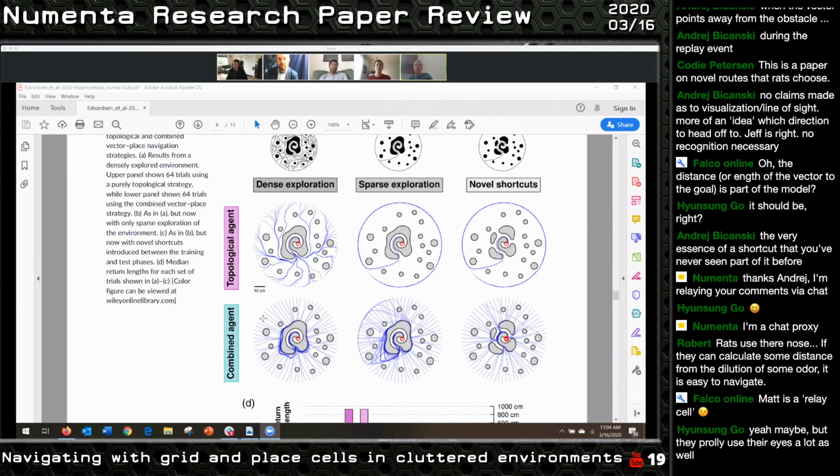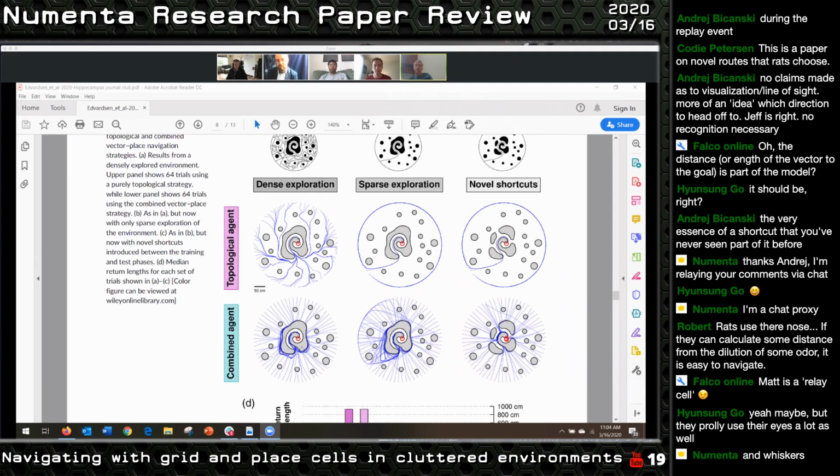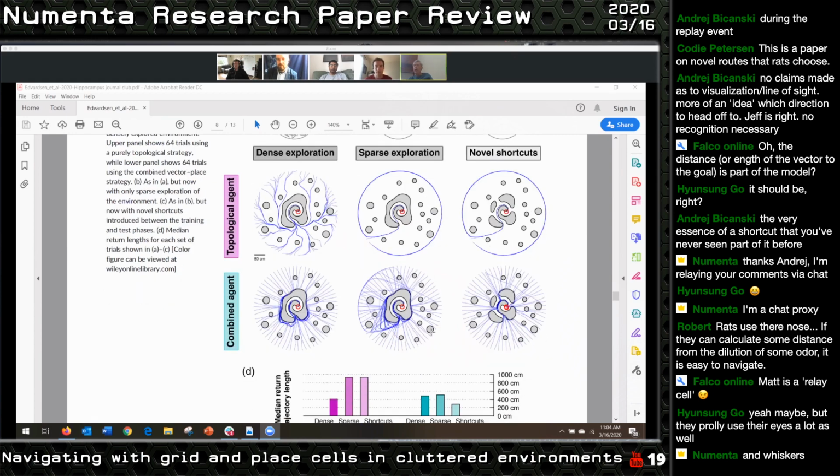Here, when you use the combined agent, and now they're showing it from all the different points around here, it works well in the dense case. It's not taking advantage of the dense model anymore. It's just using vector navigation. Here it's saying if it's sparse, it also works very well, and it's also able to discover new shortcuts, because it's using the vector navigation. It'll discover new shortcuts because it's going straight towards a goal. And if there's a hole in the wall here, I can go right through, type of thing.